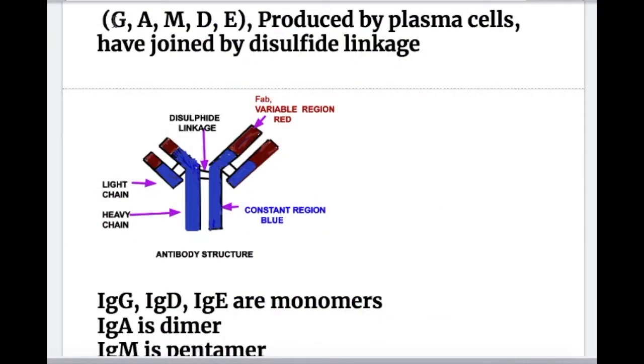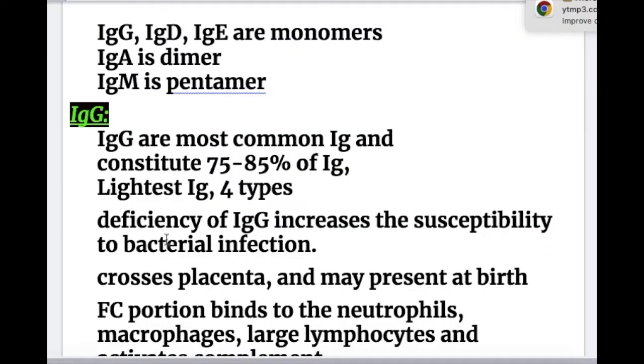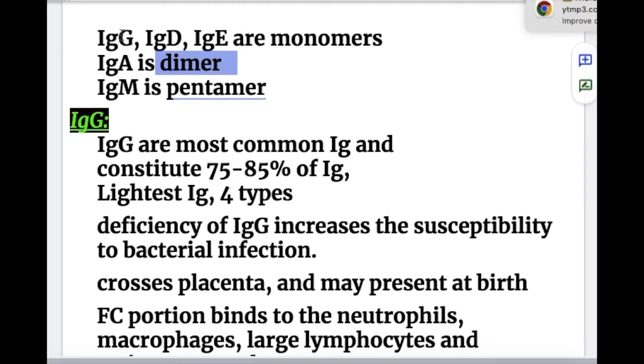Now different types of heavy chains are IgG, IgA, IgM, IgD, and IgE produced by plasma cells, and they are joined together by a disulfide linkage. These are the disulfide linkages. IgG, IgD, and IgE are monomers. IgA is a dimer and IgM is a pentamer. So three monomers, IgG, IgD, and IgE, and IgA is a dimer and IgM is a pentamer.